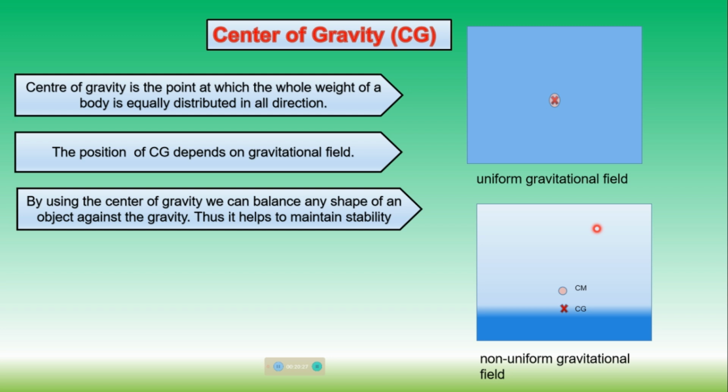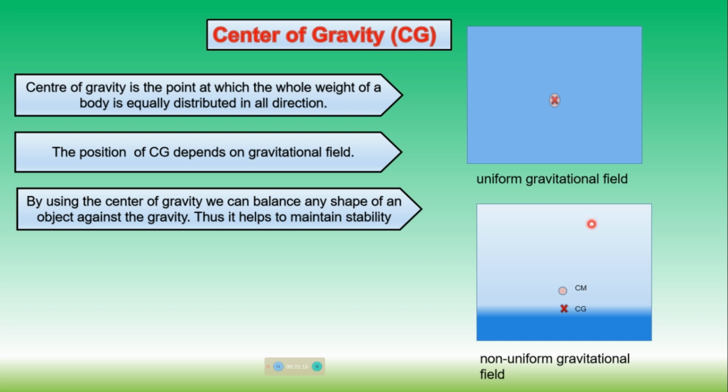But if the object is placed in a non-uniform gravitational field, then the center of gravity will shift toward the greater field strength. Let's suppose that the object is placed in a uniform gravitational field. This is the pictorial representation so that you can understand. The gravitational field is uniform around the object, so the center of mass and center of gravity coincide. They are at the same position in the object.